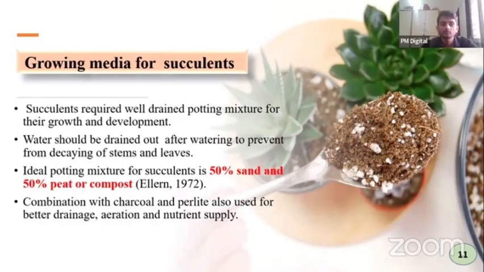There are so many types of growing media for succulents, but according to Allen in 1972, the ideal potting mixture for succulents is 50% sand plus 50% peat or compost. The combination of charcoal plus perlite is also used for better drainage, aeration, and nutrient supply.